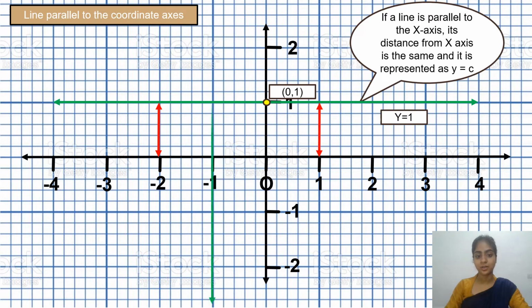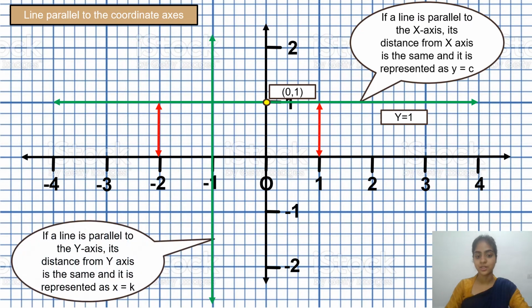Now let's see one more line which is parallel to the y-axis. This line is parallel to the y-axis and its distance from the y-axis is the same, 1 centimeter on this side and 1 centimeter on that side. Now this line has the equation x = k, where k is the number we get when the line passes through the x-axis. So we mark this point and we get (-1, 0). What will be the equation of the line? The equation of the line will be x = -1.